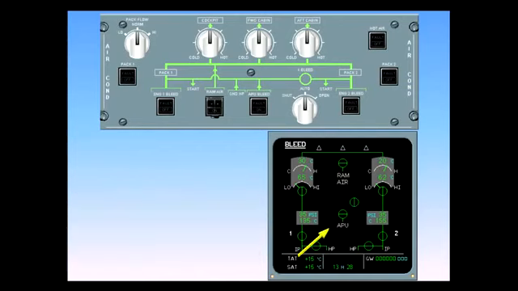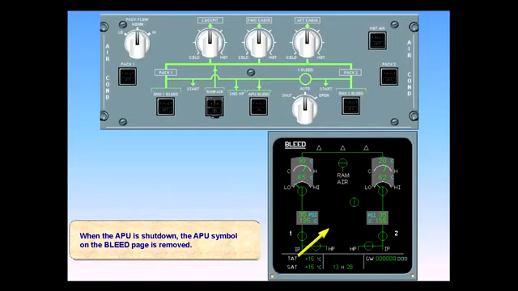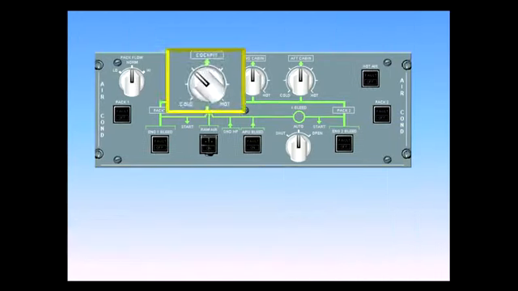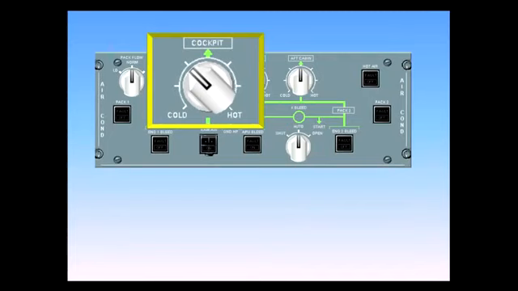When the APU is shut down, the APU symbol on the bleed page is removed. The Fahrenheit temperature scale on this aircraft reads from 64 degrees at cold to 86 degrees at hot.